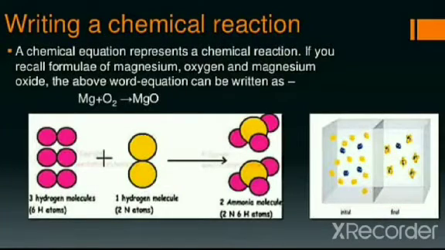Writing a chemical reaction equation. How to write a chemical equation? Suppose we take the case of burning of magnesium in air or oxygen.